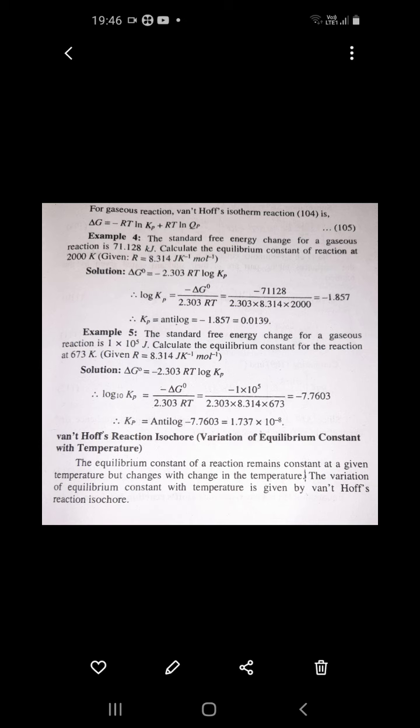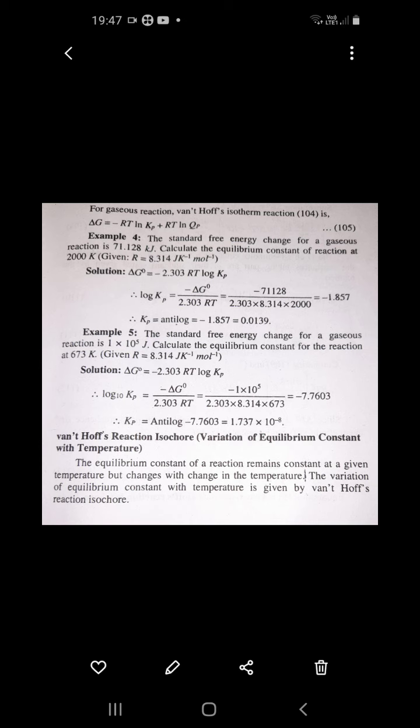If you do all the calculation, you will get minus 1.857. Now this is log of Kp, minus 1.857. To convert log of Kp into Kp, you have to take the antilog of minus 1.857, which is 0.0139. So what is the value of Kp? 0.0139. This is how we can calculate the equilibrium constant for the given data. Now example number 5.